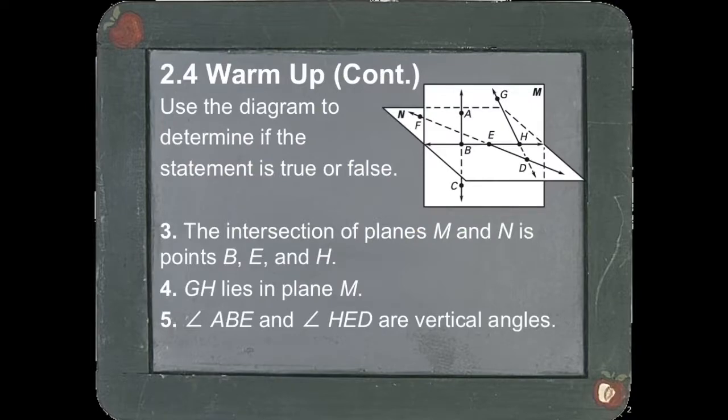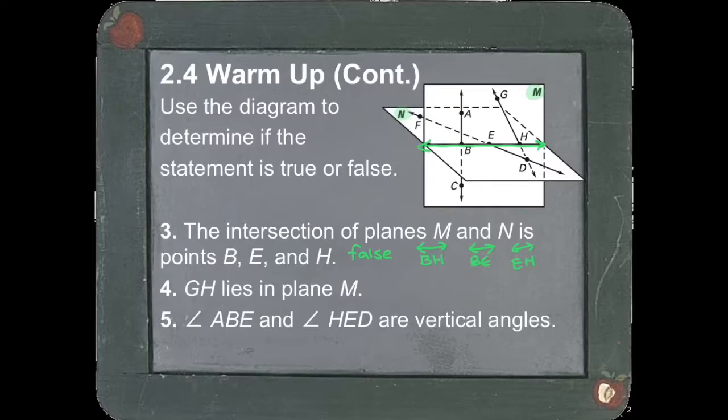Okay, numbers 3, 4, and 5 say to use the diagram to determine if the statement is true or false. Number 3 says the intersections of planes M and N is points B, E, and H. So remember that the planes, M and N, have to intersect at a line. So while these points are on that line, the intersection itself is the line. So this is false, because the intersection is line BH or BE or EH. You can call it any of those.